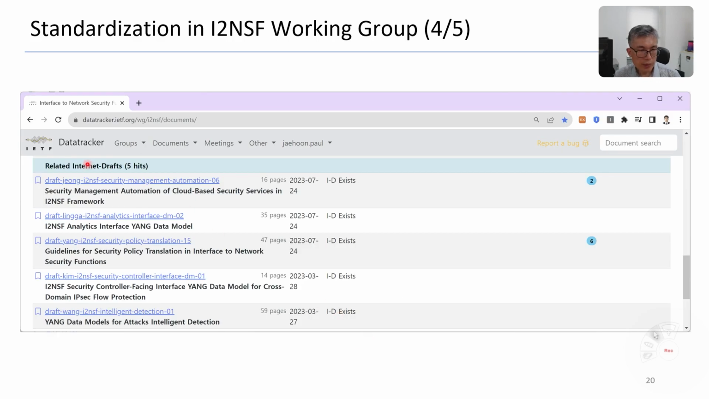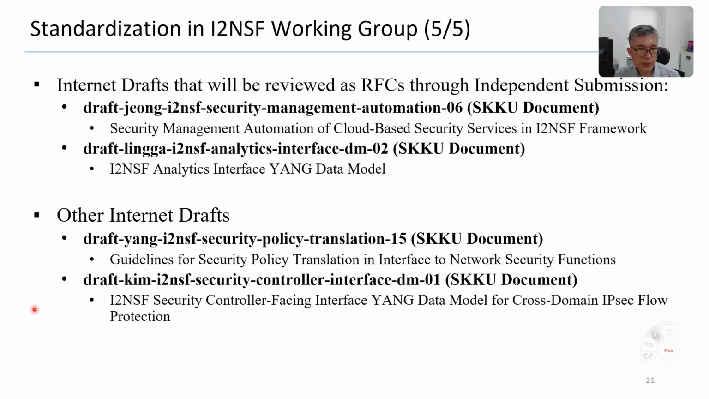So we also have several individual drafts. Those drafts will be reviewed as RFCs through independent submission, especially two drafts. One is security management automation of cloud-based security services in the I2NSF framework. This is for intent-based networking with closed-loop security control. And the second one is the I2NSF analytics interface YANG data model for closed-loop security control.